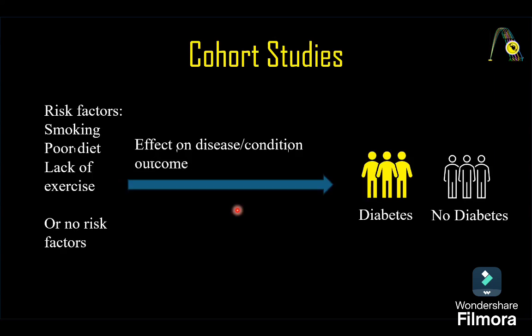How it basically works for cohort studies, taking the example of diabetes, is that you select participants that have risk factors such as smoking, poor diet, and lack of exercise, and participants that don't have such risk factors. Then you look at the effect on the disease or condition outcome over a period of, let's say, 5 or 10 years, however long. Essentially you see how many of these participants developed diabetes and how many did not. That's essentially how it works.